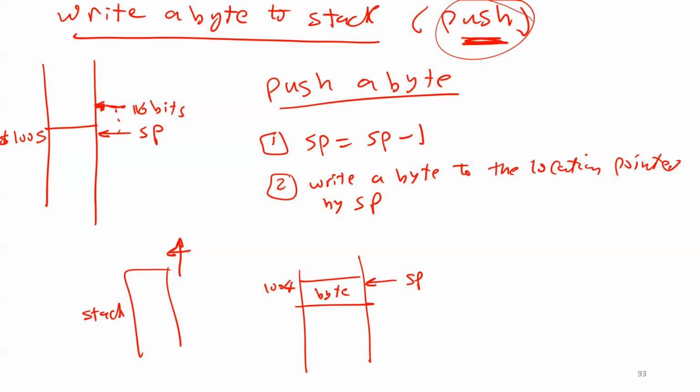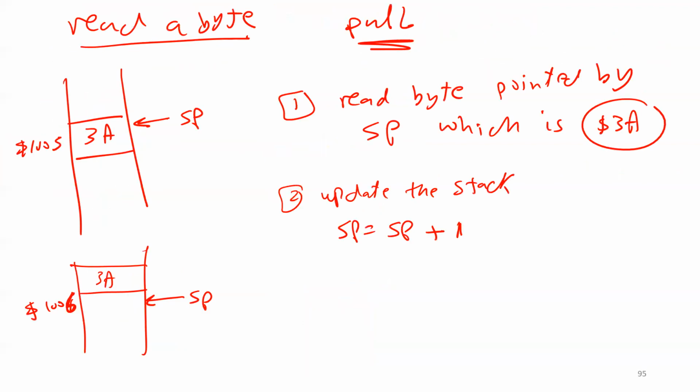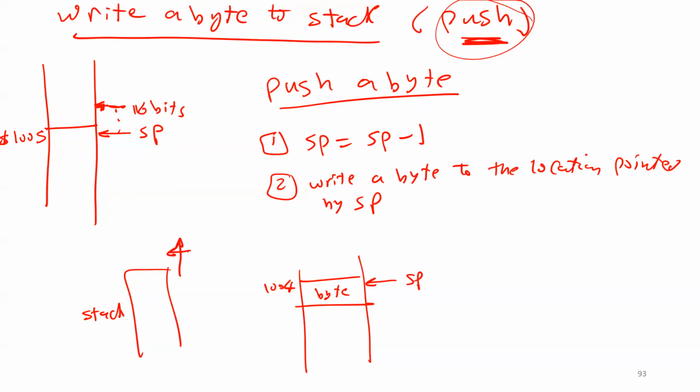One more thing I want to say, guys, as I'm going to explain right now, we have instructions to push and to pull. You don't need to do these two operations yourself. I'm explaining how the push instruction is going to work. All you have to do is just push. I'm explaining what this instruction is going to do. So you don't need to do the pointer update by yourself. This is going to be done by the instruction itself. Is that okay? Any questions?